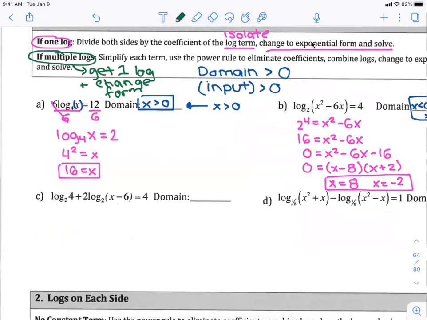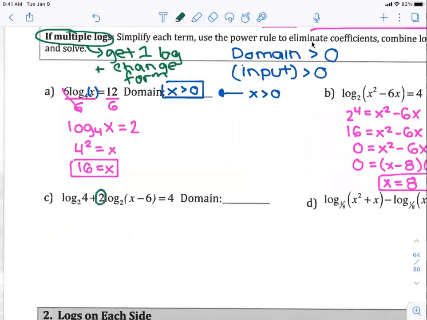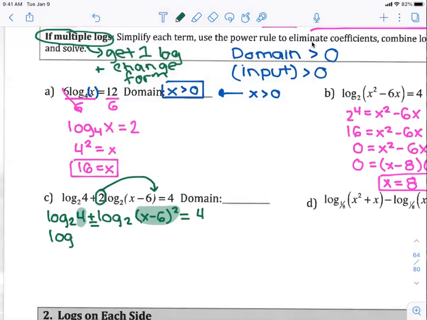So right now, notice that we have two logs. So we want to go ahead and get it into one log. So the first thing I'm going to do is swing this 2 and make it an exponent. So I've got log base 2 of 4 plus log base 2. I can go ahead again and swing that. So that's going to be x minus 6 squared equals 4. Now notice, because I am adding here, that means what I can do with my 4 and my x minus 6 squared is turn that into multiplying to write it with 1 log. So that turns into 4 times x minus 6 squared.